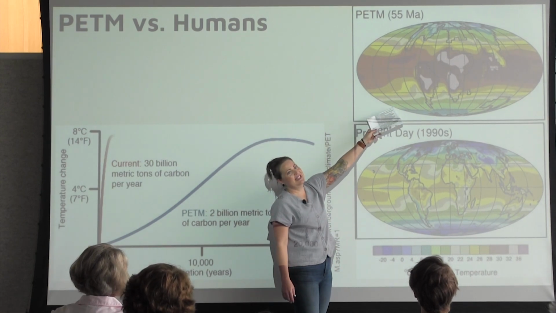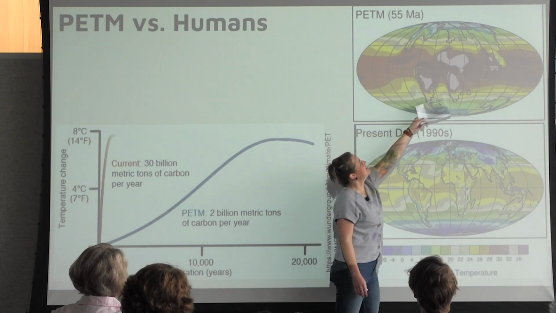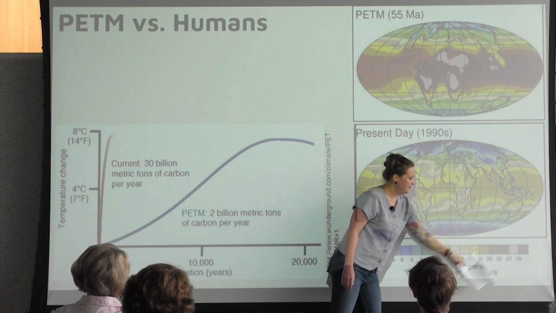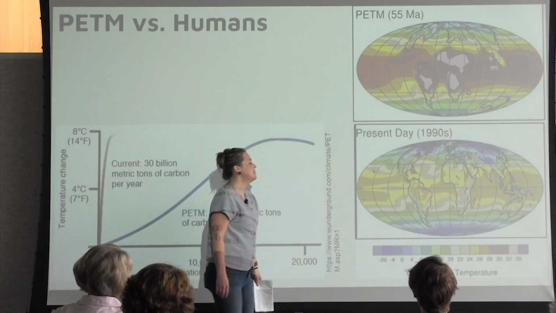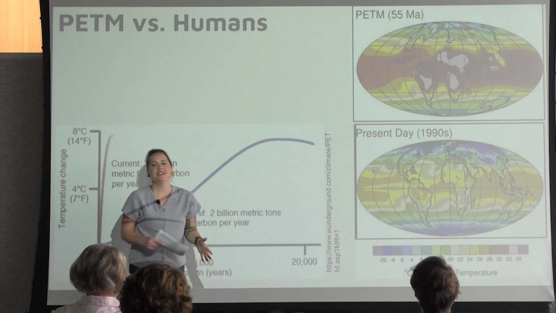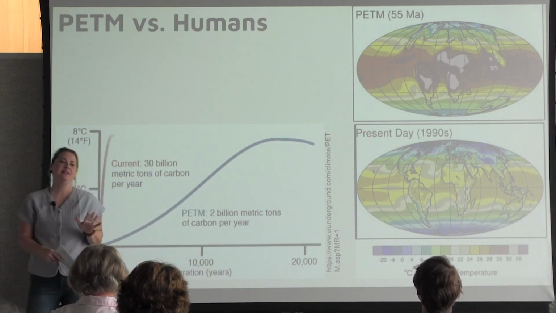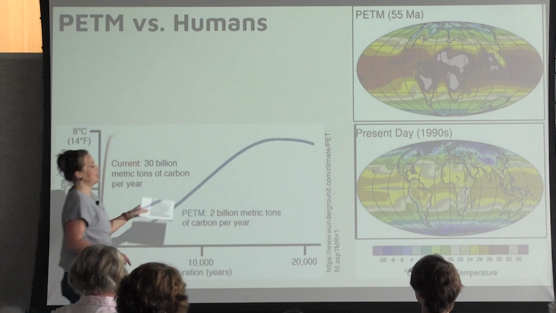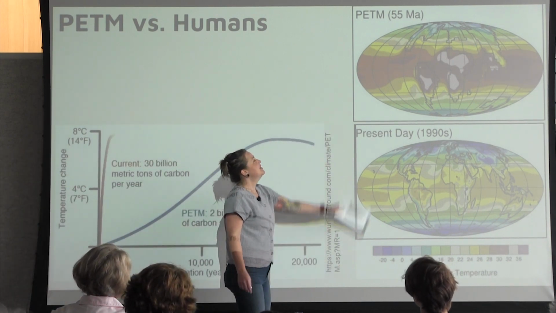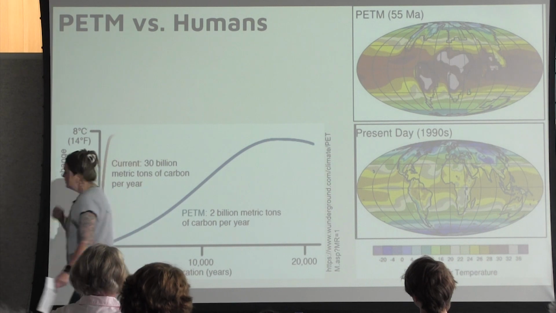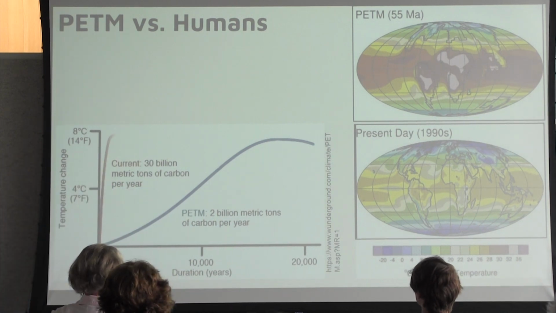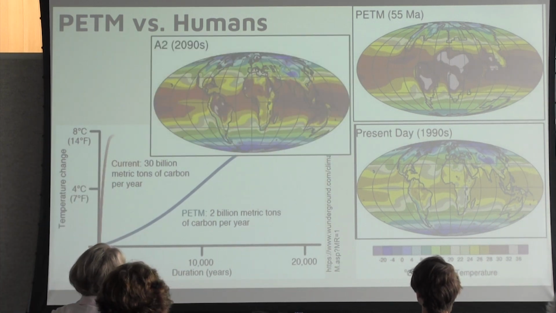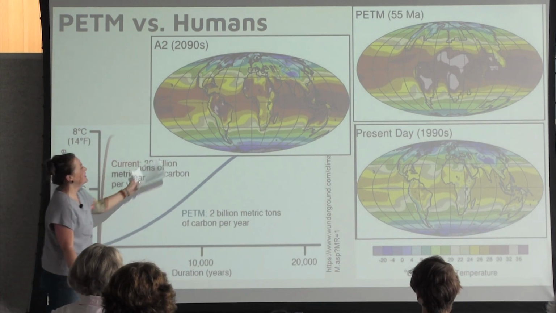Here's the PETM. That's very hot. This pink color is up here. That's 36 degrees Celsius surface air temperature. So that's like 100 and some odd degrees surface temperature in those pink zones. So that's the PETM. Now let's compare that to some trajectory for the end of the century. Oh, look at that. They match.